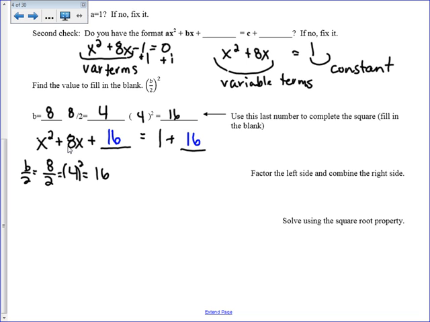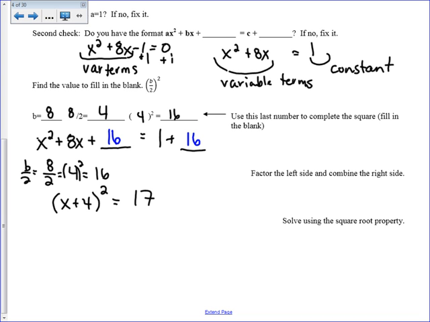x plus 4, x plus 4. So our way of writing that kind of compactly is x plus 4 squared. So the left side should factor as that perfect square trinomial. And the right side we just want to add together. Add the 1 and the 16, we get 17.